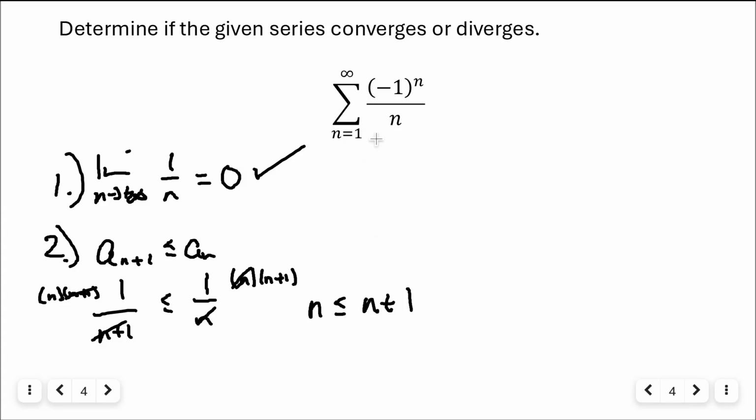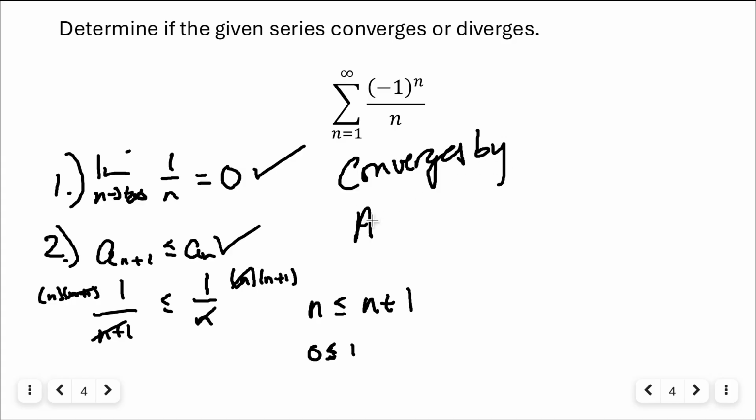Well, yeah, n is positive. So, yeah, that's certainly true, right? Okay, you could also do one more step and subtract n on both sides, and then you get 0 is less than or equal to 1, and that's certainly always true. So this is true. It is non-increasing. So this series converges by the alternating series test.